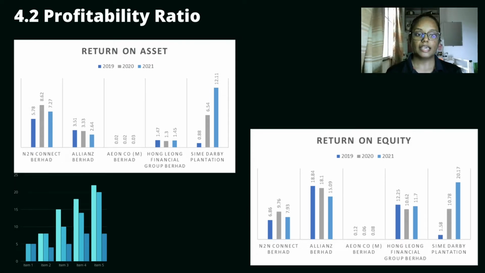Conversely, Alliance Berhad's return on equity fell from 18.84% in 2019 to 15.09% in 2021. This demonstrates that Alliance Berhad's ability to create shareholder value and generate profits is declining.